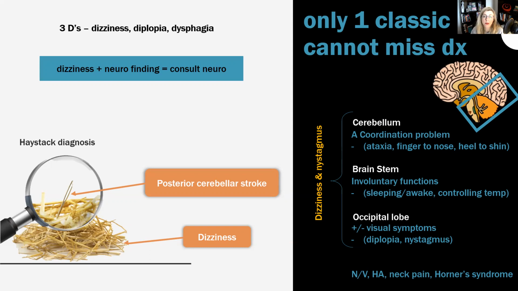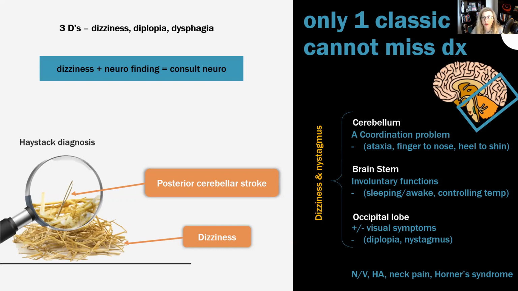So the most common and the most classic is going to be your cerebellum. But you can also have symptoms in the brainstem or in the occipital lobe. The cerebellum is primarily responsible for coordination of your body, right? It's kind of what we learn as we're walking or moving or feeding ourselves. And so you're going to notice symptoms if the problem is in the cerebellum with coordination.